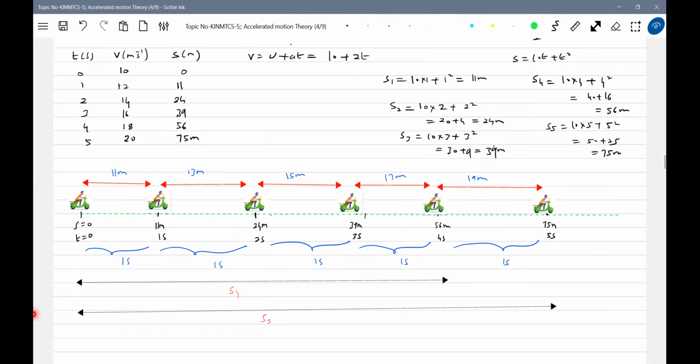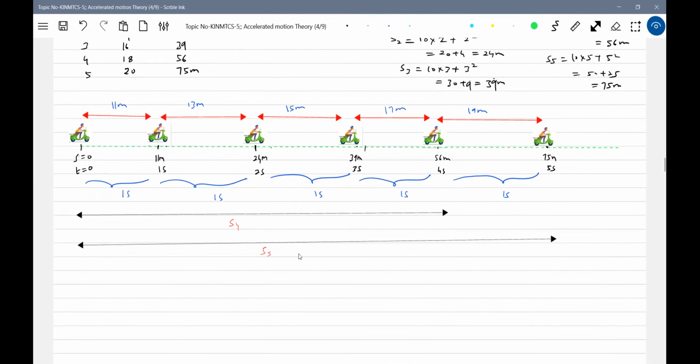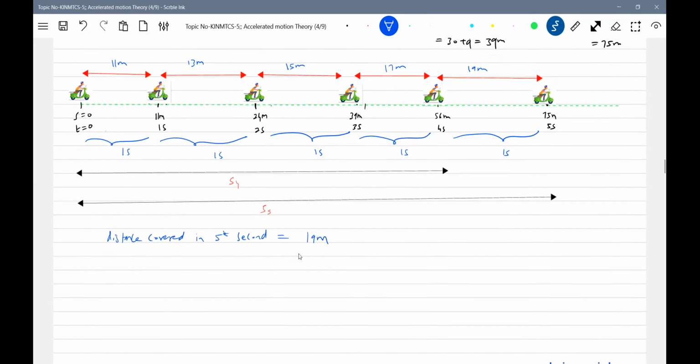Okay, let's do one thing. Distance covered in the 5th second I want. So what you should do: distance covered for 5 seconds minus distance covered for 4 seconds. I think that was the formula. So let me rewrite. Distance covered in the 5th second. How much is it? We know it is 19 meters. This is also equal to what? Distance covered in 5th second.